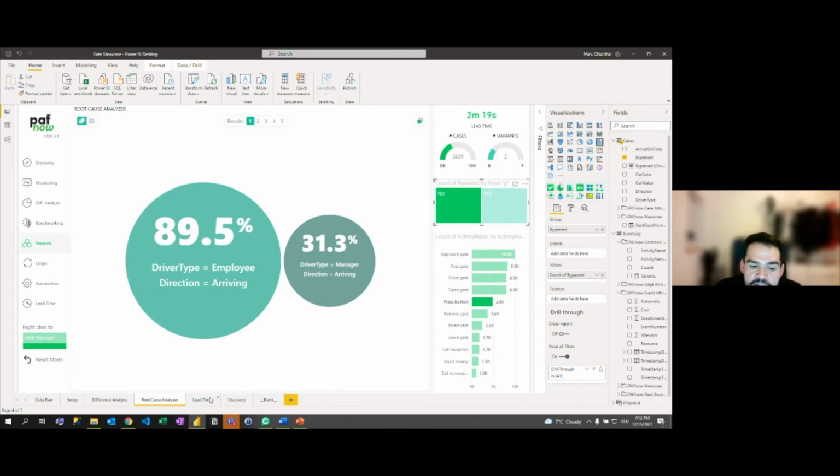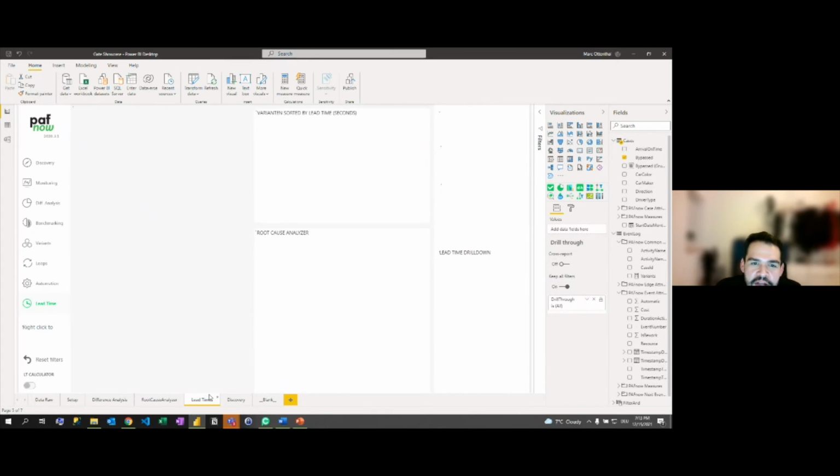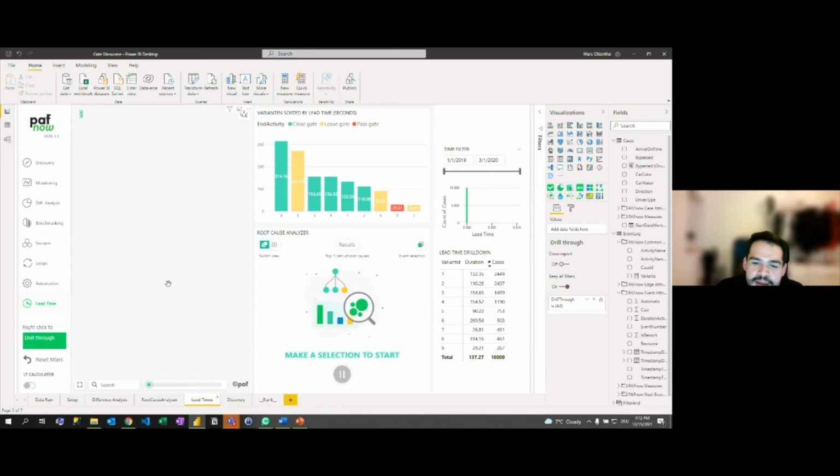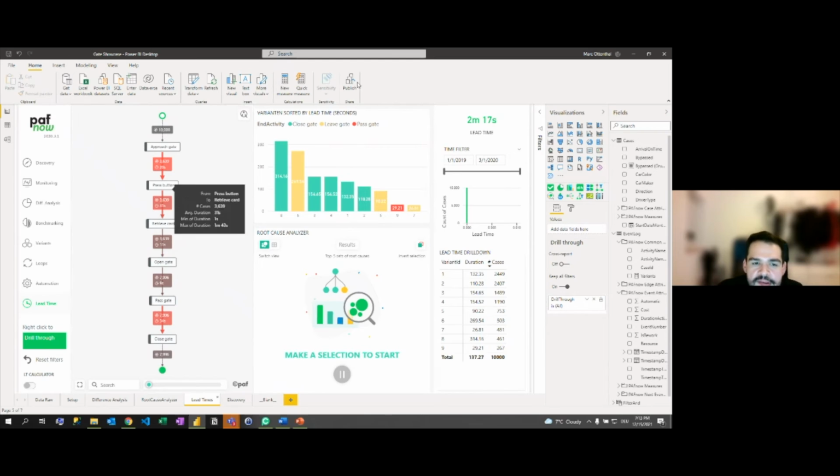Let's go on the next page, and that's the final page. That's where we actually get to know a lot of the information that we've gathered. So what do we see here?